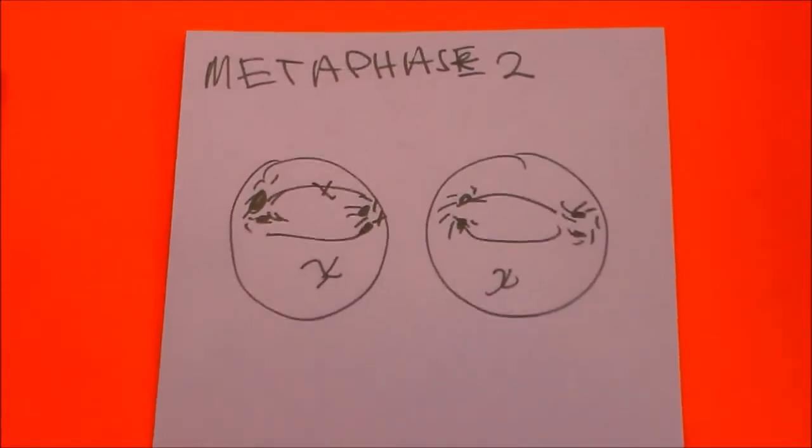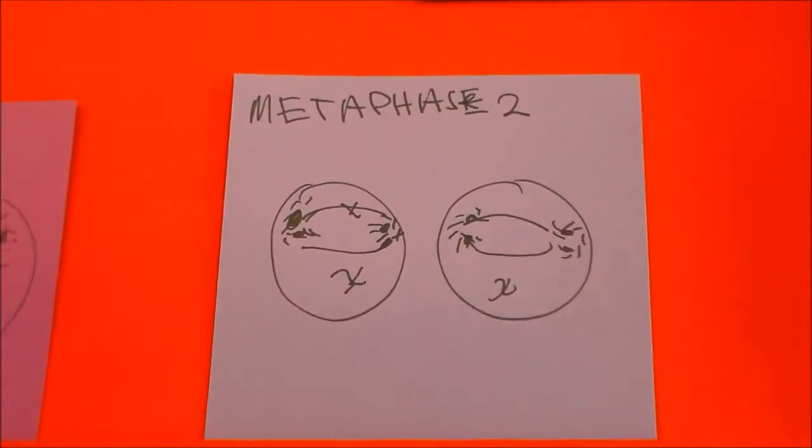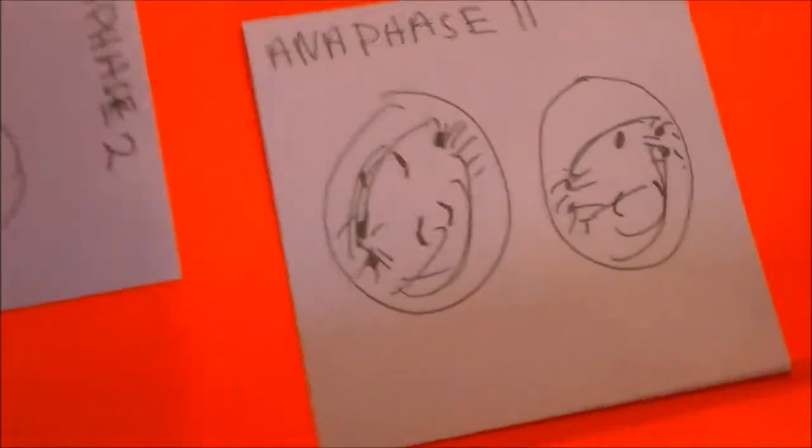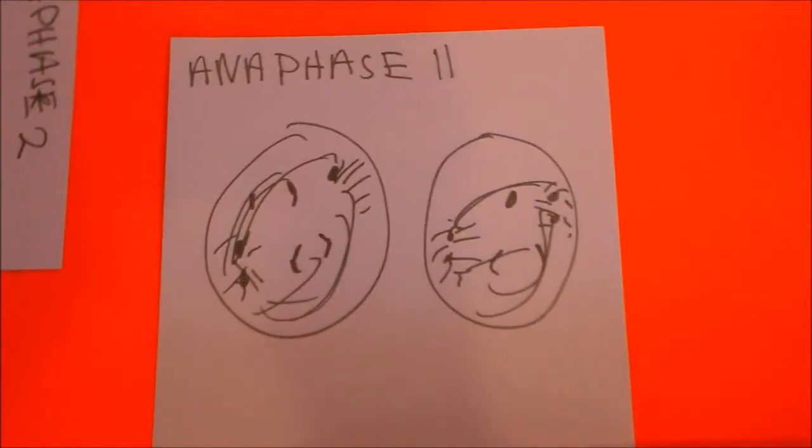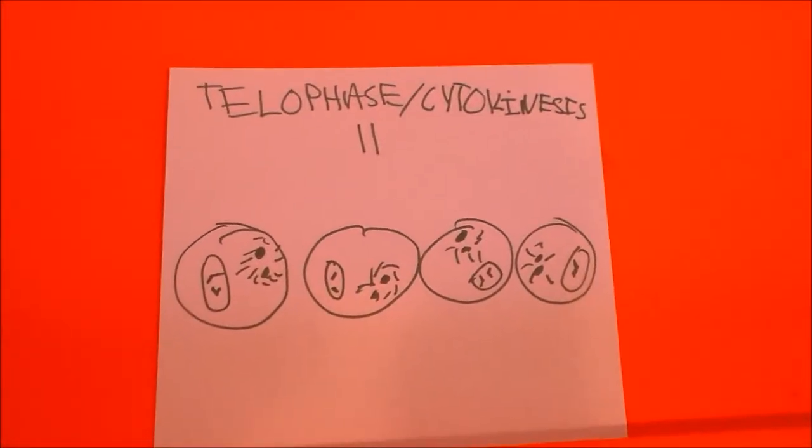The chromosomes line up in a similar way to the metaphase stage of mitosis. The sister chromatids separate and move towards the opposite ends of the cell. Meiosis 2 results in 4 haploid daughter cells.